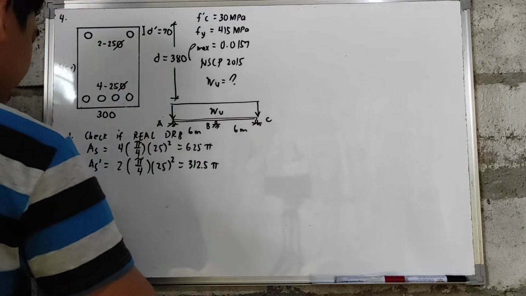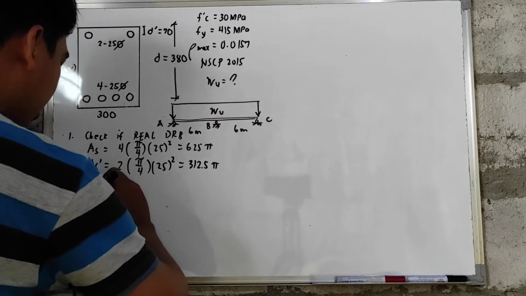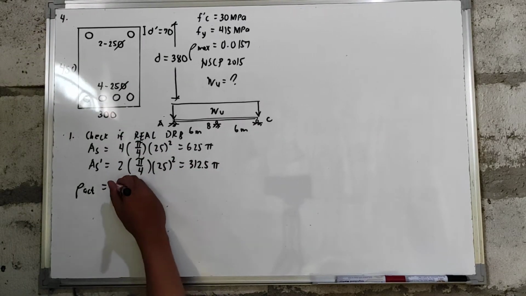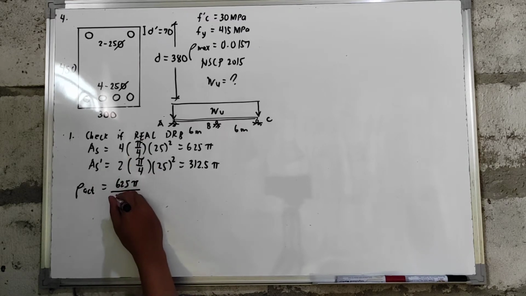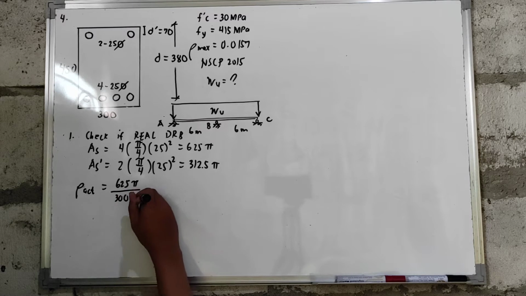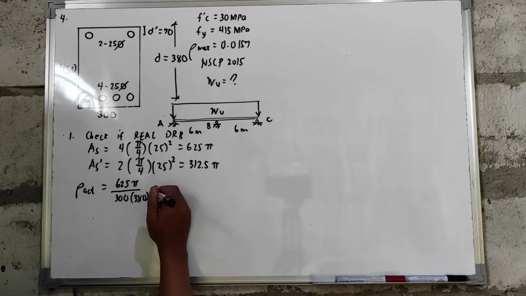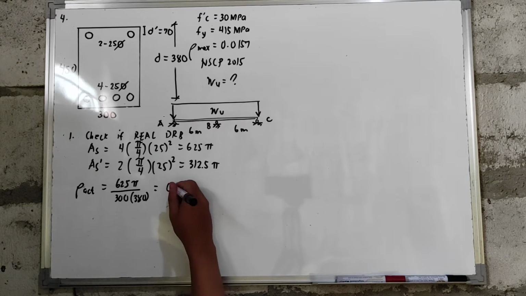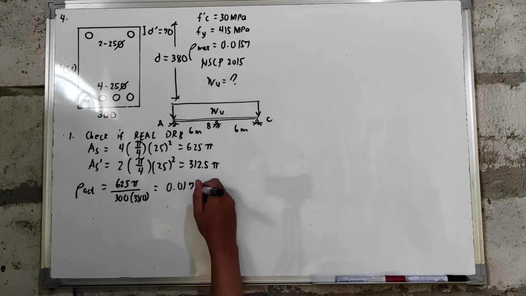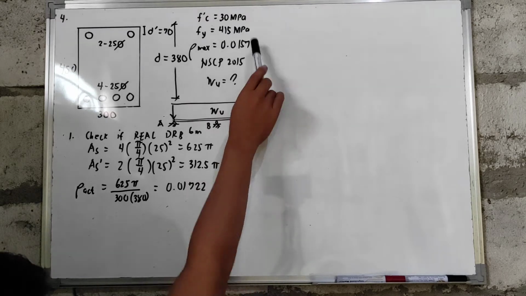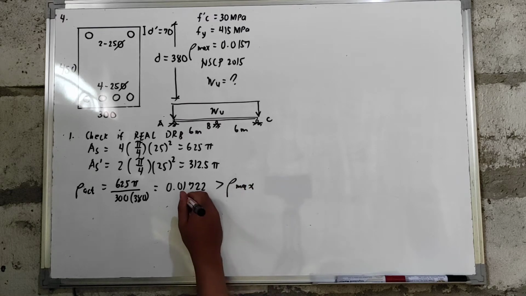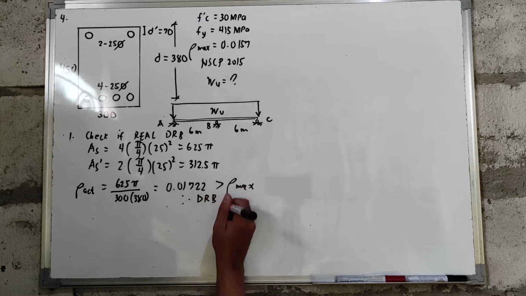So, in checking for DRB, kunin muna natin yung rho actual. That is AS over bd. So, yung AS natin, that is 625 pi over yung b natin, that is 300. We have an effective depth of 380. So, you have a value of your rho, which is equal to 0.01722. So, kung i-compare natin siya to the given rho max, this is greater than to the value of your rho max. Therefore, doubly reinforced beam tayo.